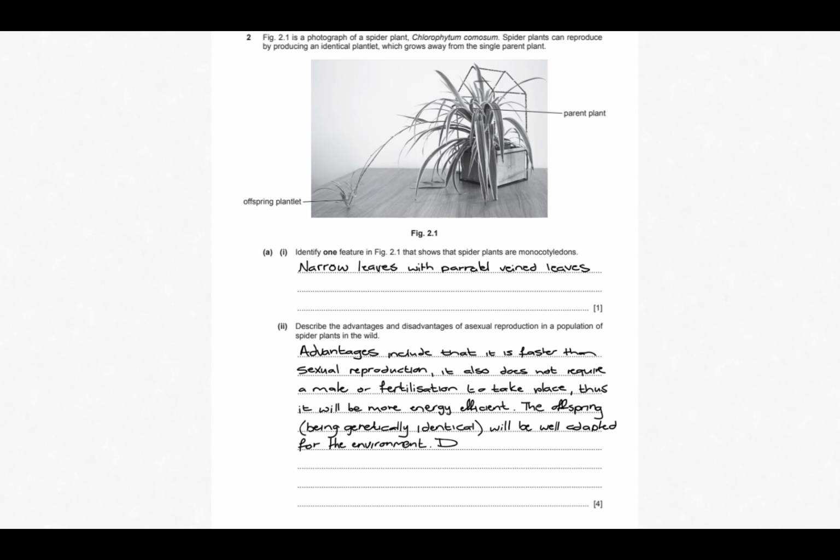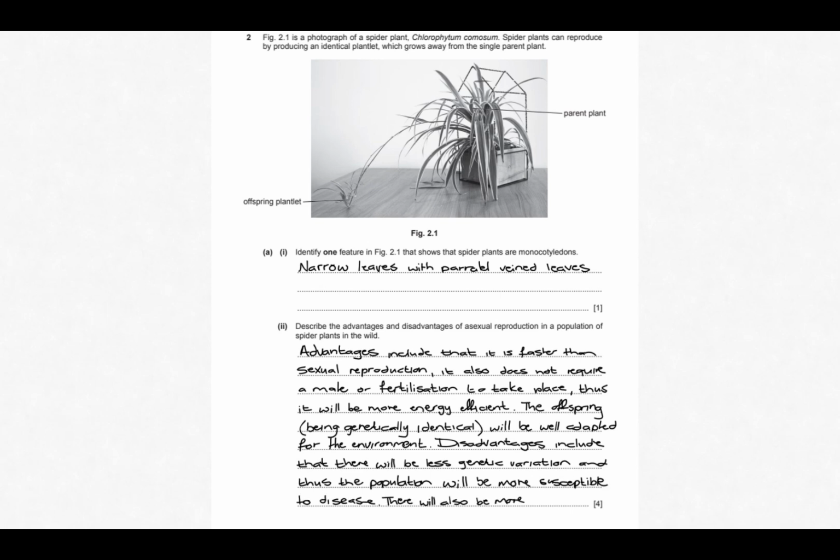Now, the disadvantages include that there will be less genetic variation, and thus the population will be more susceptible to diseases. There will also be more competition between the offspring and the parent plant, as the offspring will grow close to the parent plant.